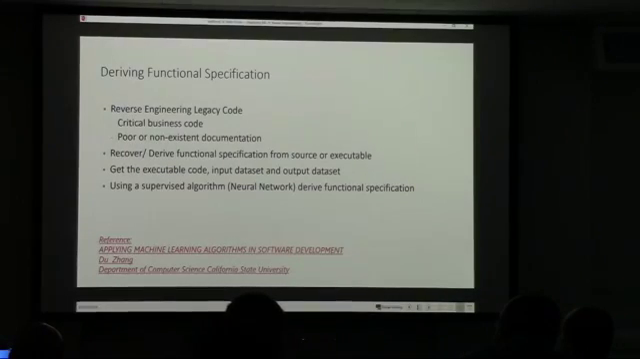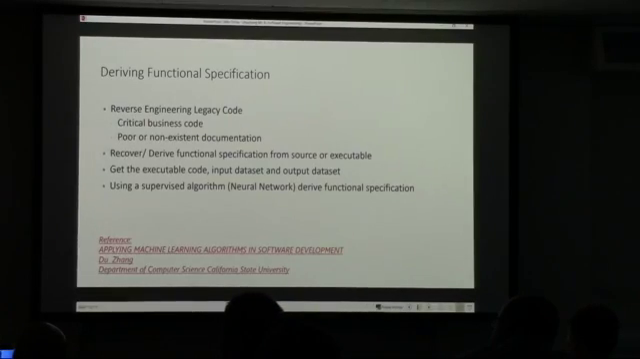I see some head nods, so I'm not the only one who has seen this, right? A complex piece of code, 30, 40-year-old mainframe code, nobody's ready to touch this. And how do you deal with this? All you have is a binary, which has been working fine.